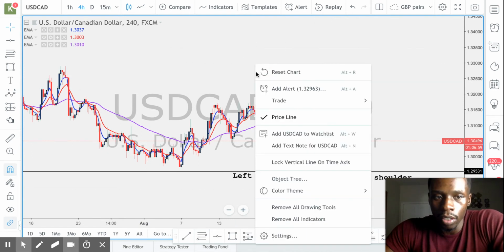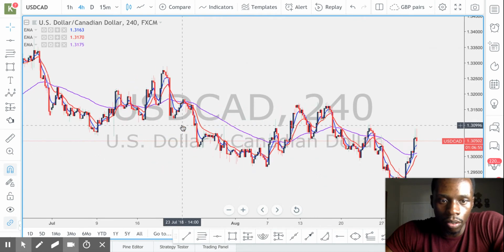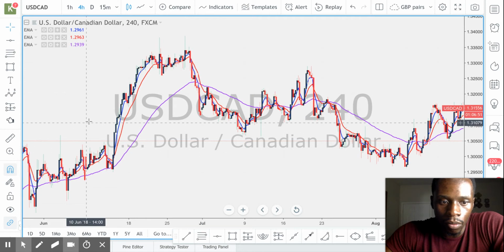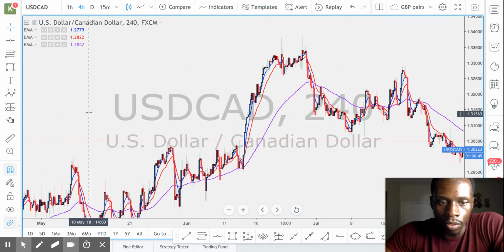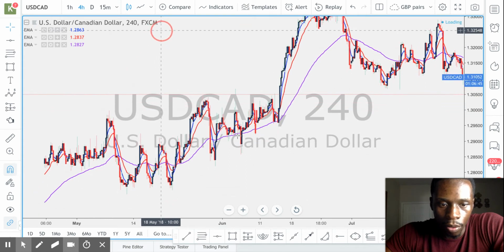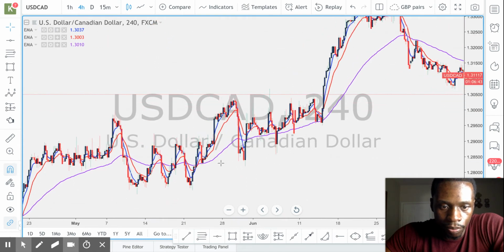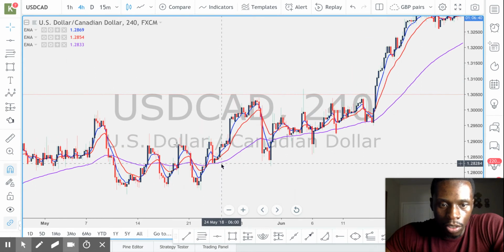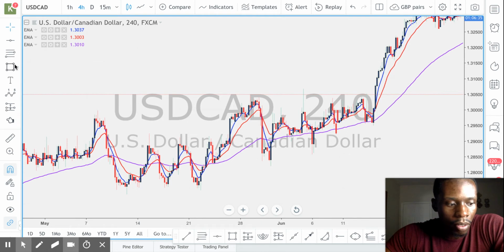So, let's see if we could find a double bottom. All right, perfect. This pattern right here is what we like to consider a triple bottom.